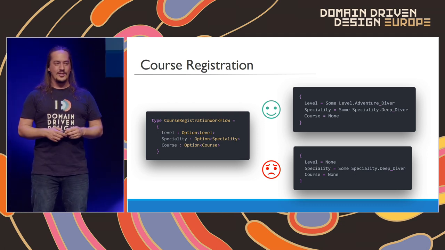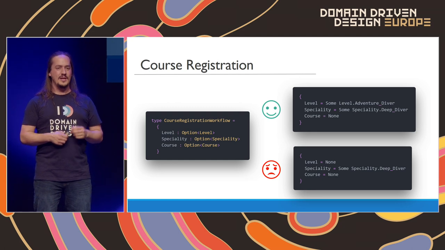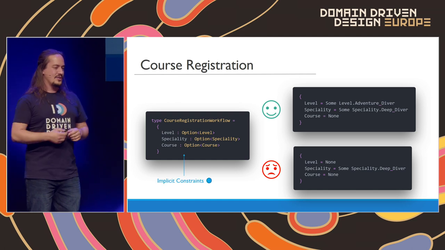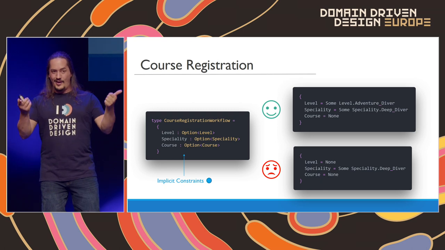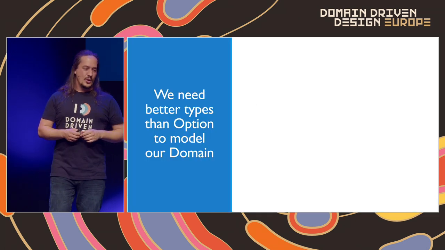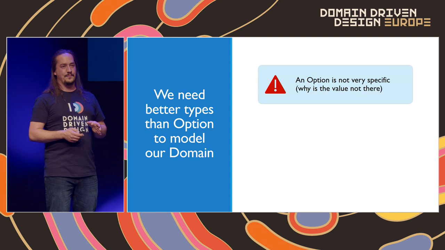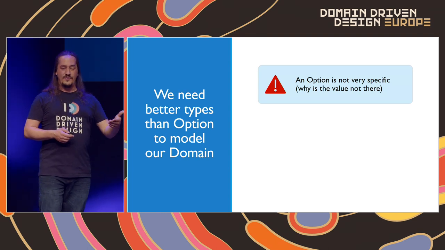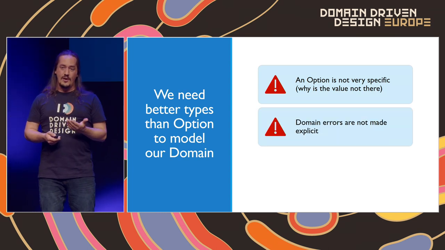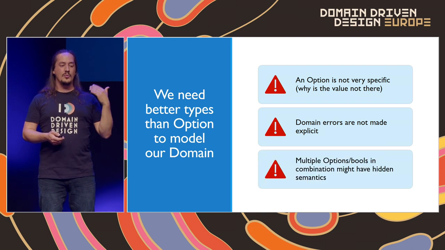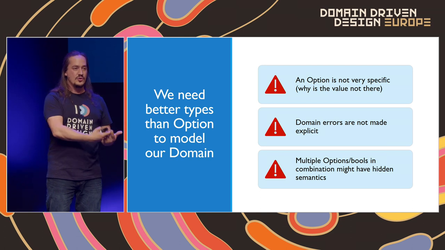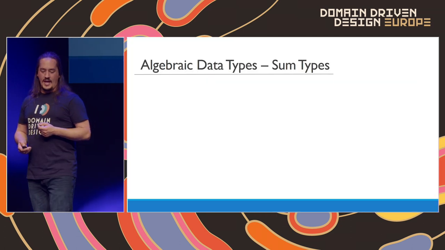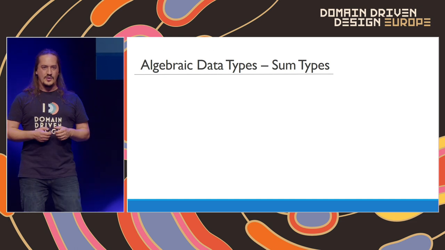That's not what we want, right? You don't want to trust the system or trust people to be thorough, because that never worked in human history. So let's make it safe so that this can never happen. So the implicit constraints should become, you guessed it, explicit. So we need better types than options to model our domain. An option is not very specific, like why is the value not here? Domain errors are not explicit. And multiple options or booleans in combination can have semantical or business rules behind it that we need to take care of. Now, algebraic data types to the rescue.